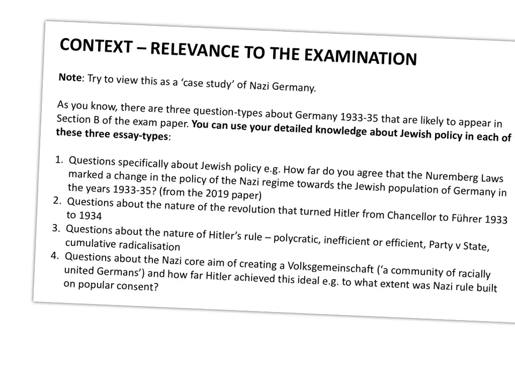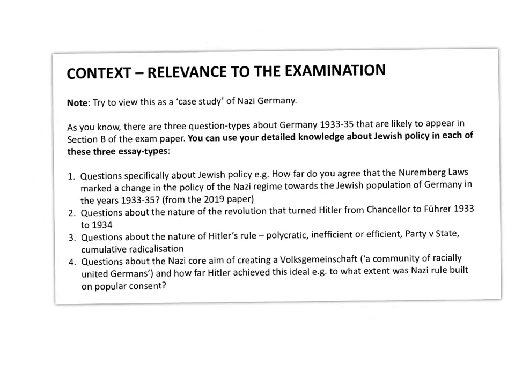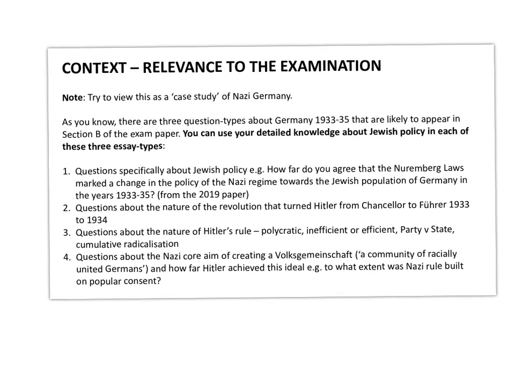Was it polycratic? Was it efficient or inefficient? Party versus state, chaos, cumulative radicalization. Remember Mommsen's theory of the way in which policy evolved towards a more radical type of policy. Well, again, Jewish policy is an excellent case study. You could exemplify the point you're making by referring to material from this particular topic about Jewish policy.